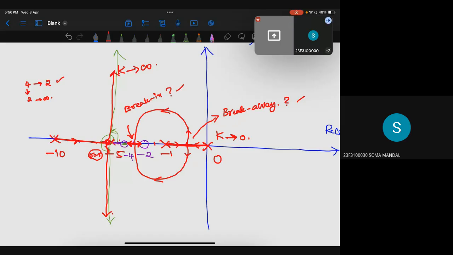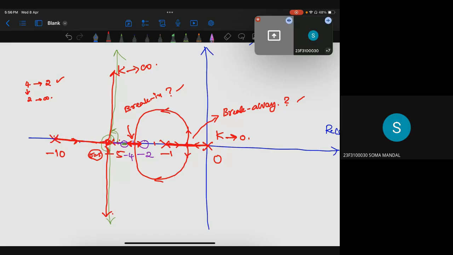Then sir, if the breakaway point is on the real axis, then what do we put at that time? For the breakaway point, if the crossing point is on the imaginary axis, then we are putting s equal to j omega. No, no, that is different. S equal to j omega is the case for crossing.